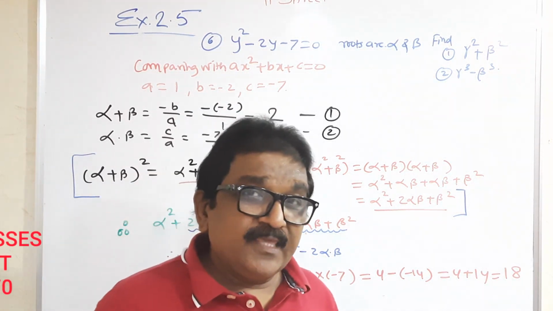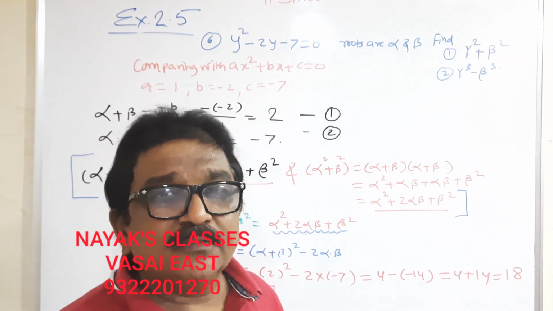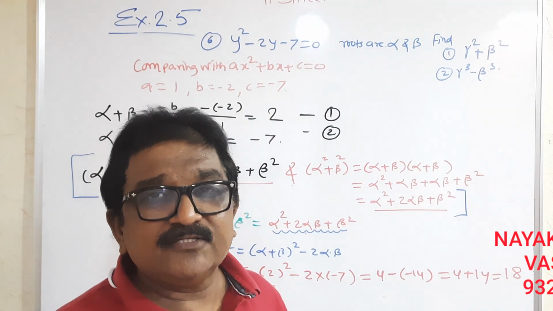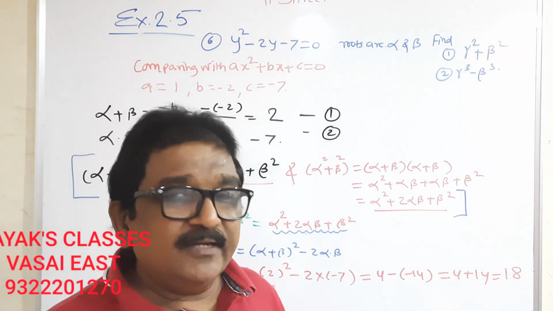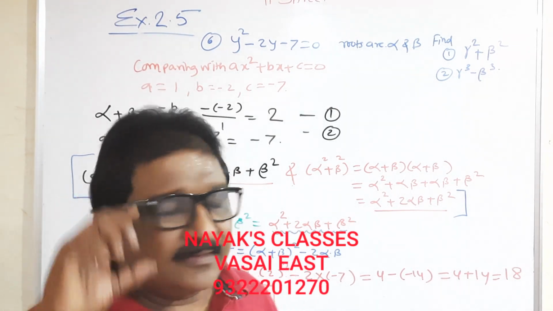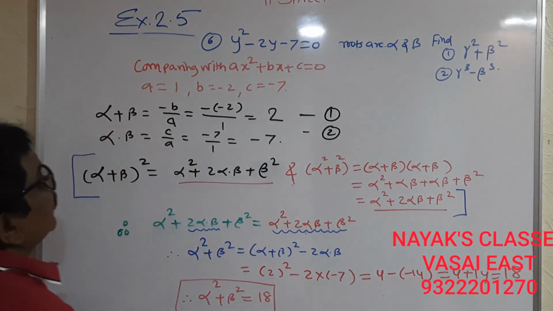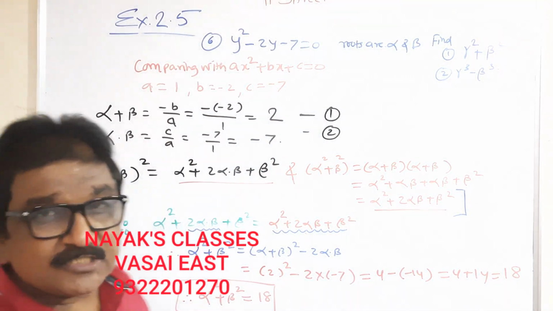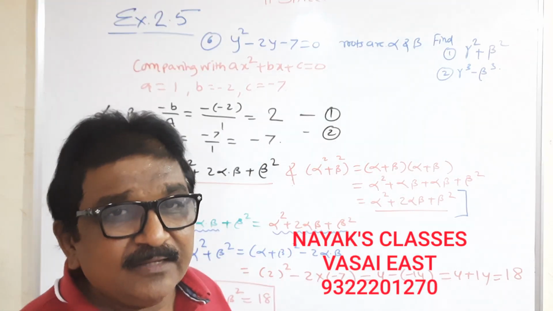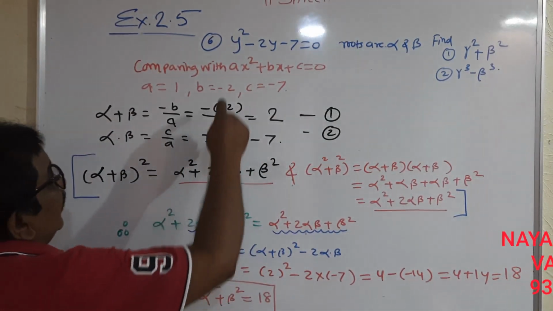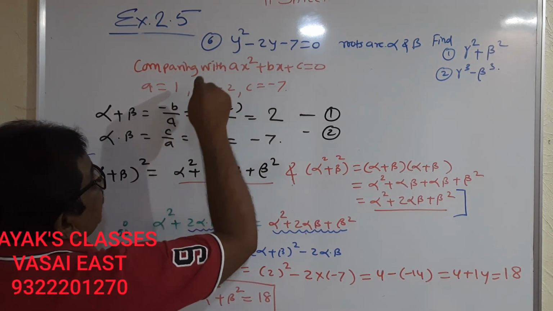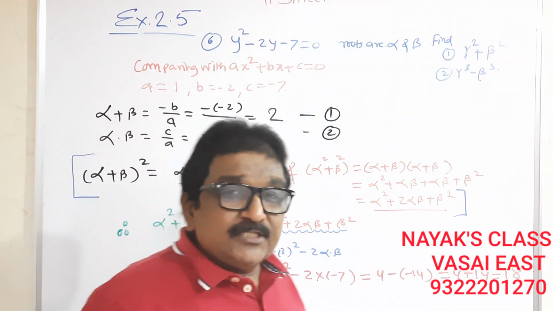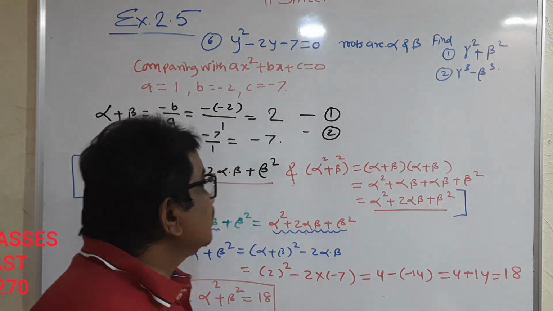Apparently it looks very easy, but you must know the procedure thoroughly and you know the identities thoroughly of 8th standard. Then and then only you can solve these examples. What is that? First of all, we are comparing the given equation with our standard equation. It is a routine process, and finding the value of a, b and c. See, a is 1, b is minus 2 and c is minus 7. As usually we found the values of a, b, c.